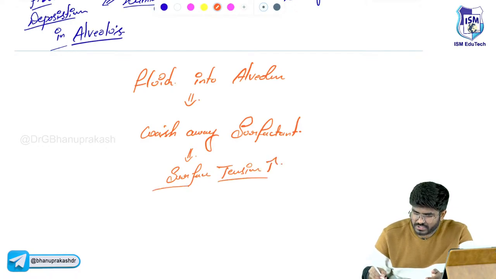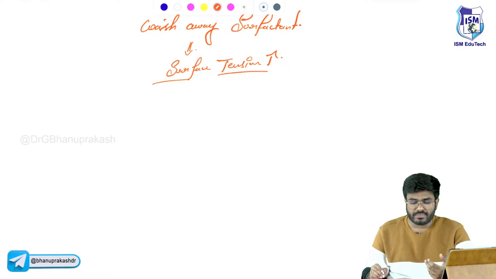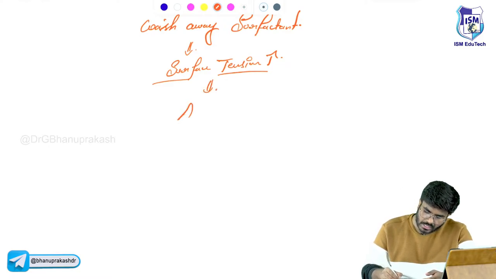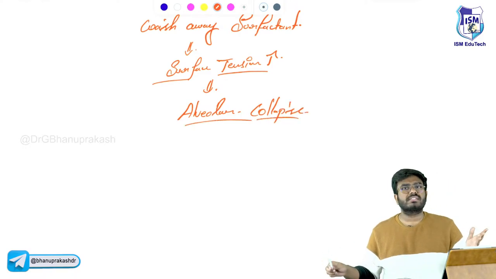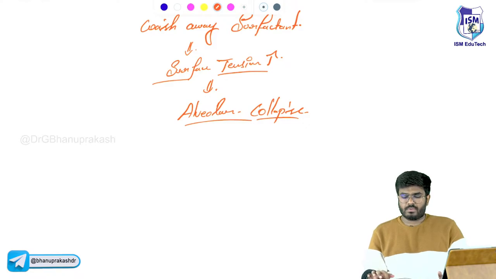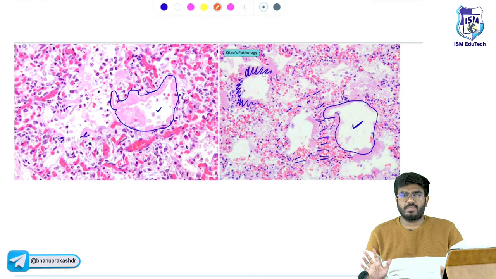So in the lung, surface tension increases. This is the basic physiology: surfactant is preventing the surface tension. When surfactant is washed away because of this fluid, surface tension increases, and that causes alveolar collapse. Simple as that. But what I want you to know is an image-based question. This is the image.